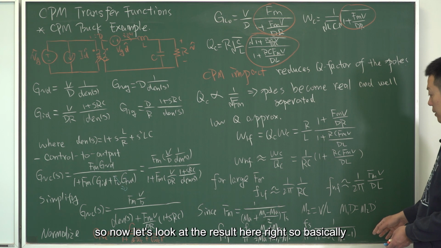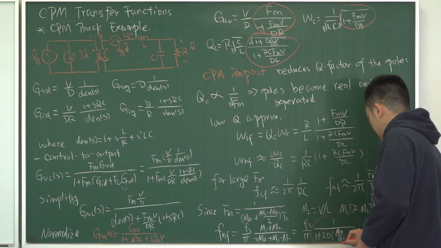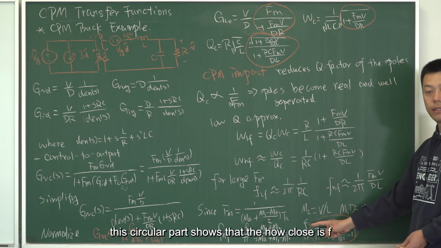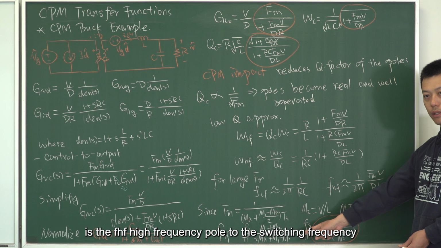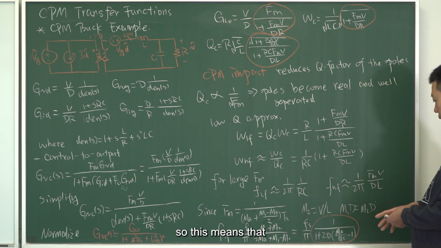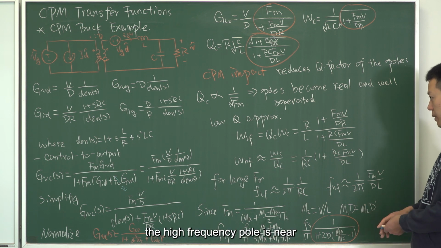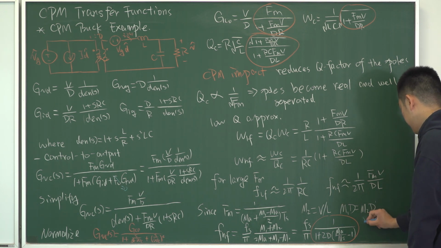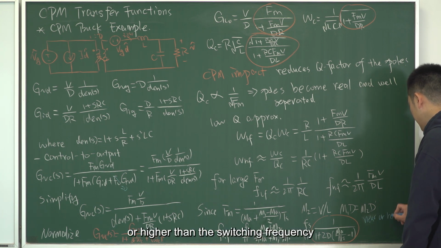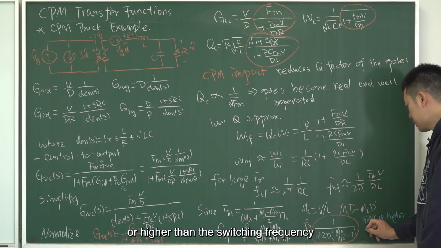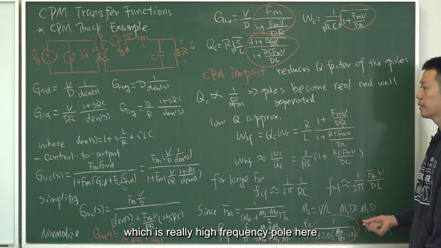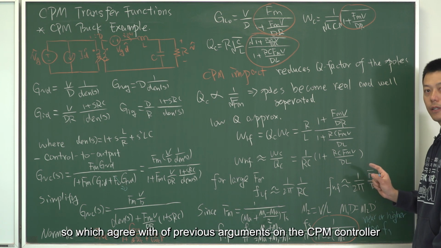Now let's look at the result here. This circled part shows how close FHF, the high frequency pole, is to the switching frequency. This means that the high frequency pole is near or higher than the switching frequency, which is really a high frequency pole here, which agrees with our previous arguments on the CPM controller.